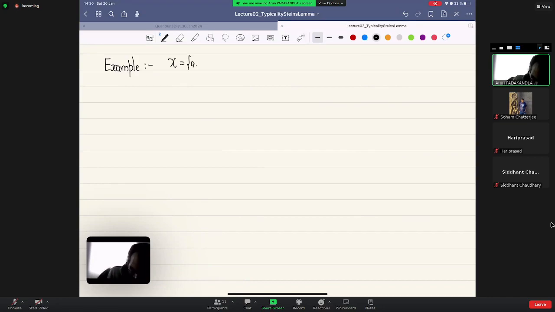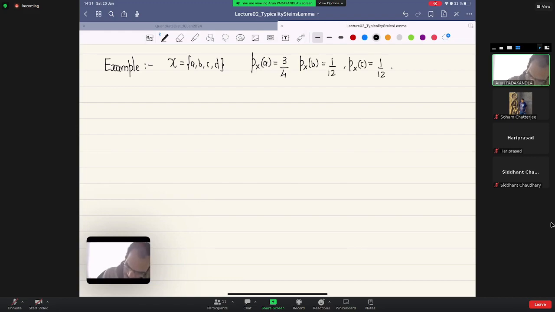X is equal to {A, B, C, D}. Let's say Px of A is 3/4. Px of B is 1/4 divided by 3, which is 1/12. Px of C is 1/12. Px of D is 1/12. Okay, so what is happening?